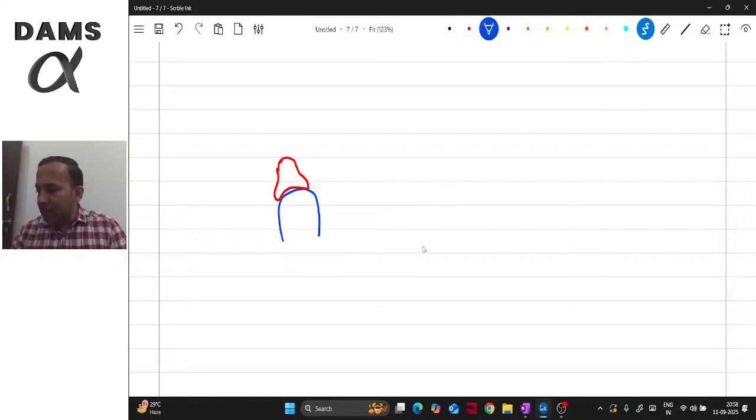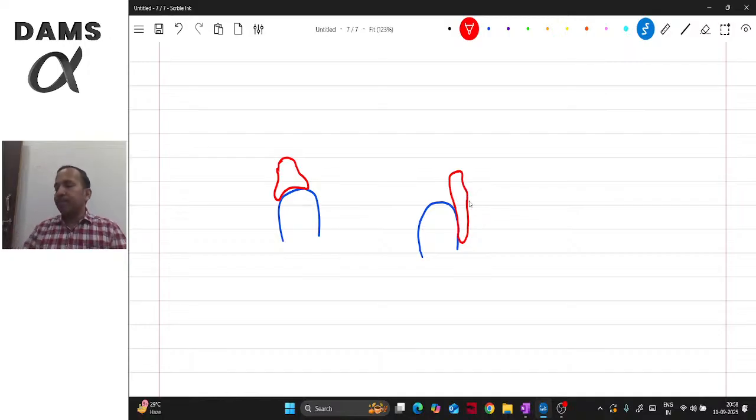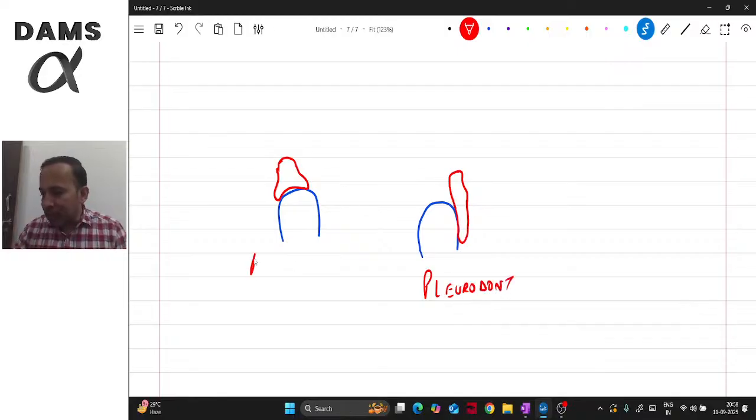What did we say in pleurodont? Let's say this is the alveolar ridge, and on the side of the ridge, this tooth is attached. So the tooth is attached to the side of the ridge in pleurodont, and on the top of it is attached in the acrodont.